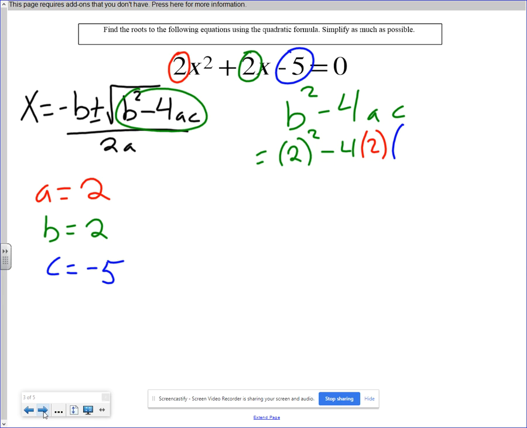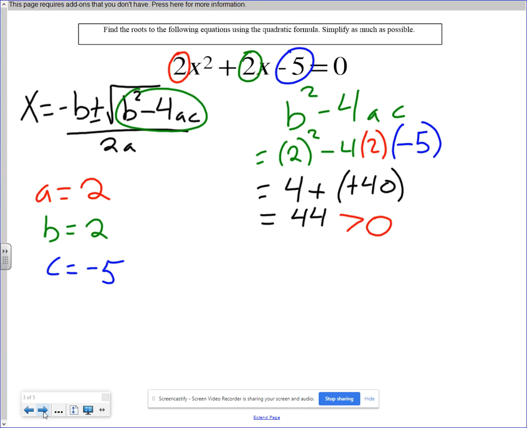And then times c, which is negative 5. So if we simplify this, we'll get 2 squared is 2 times 2, which is 4, minus 4 times 2 is 8, times negative 5 is going to be negative 40. When we subtract the negative, we add a positive, so we get the discriminant is 44. So we ask ourselves, what kind of solution we're going to have? Well, 44 we know is a positive number, so 44 is greater than 0, but it's not a perfect square. So we're going to expect when we find the roots to have 2 irrational but real roots.